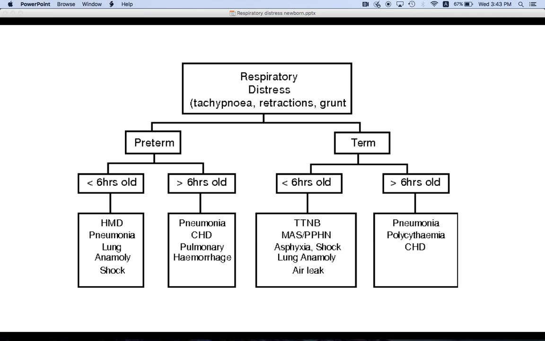If you are dealing with a term baby and the baby developed distress soon after birth, that is within 6 hours, then you have to keep a possibility of TTNB or meconium aspiration syndrome. Birth asphyxia, shock, and lung anomalies can also lead to distress. If the baby is developing distress later, more than 6 hours after birth, then the possibility of pneumonia or other causes like polycythemia or CHD have to be kept.